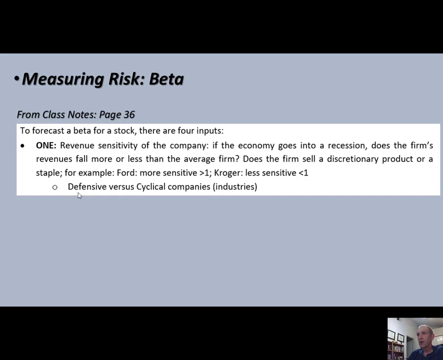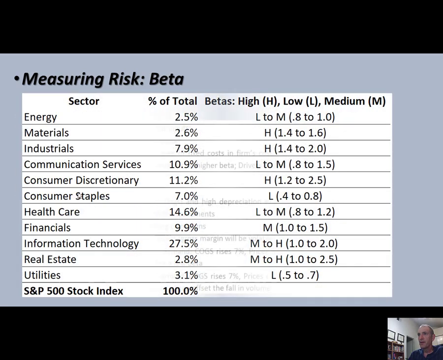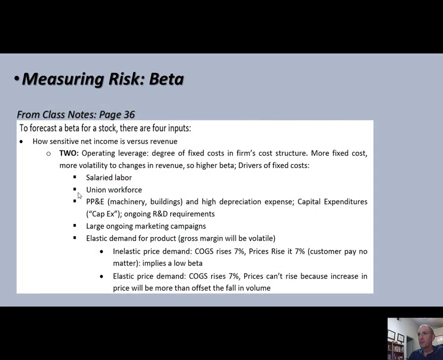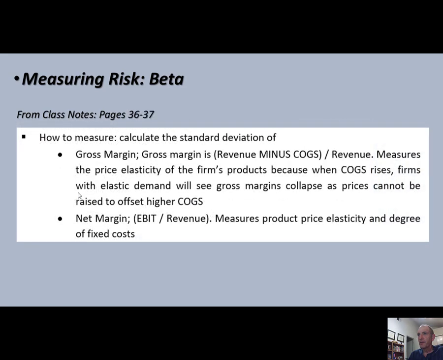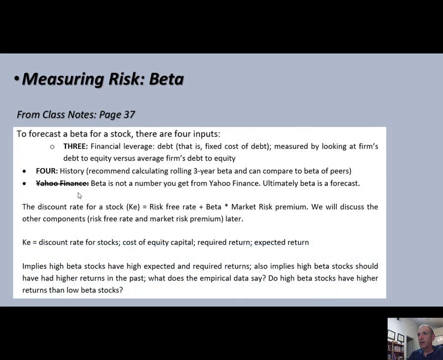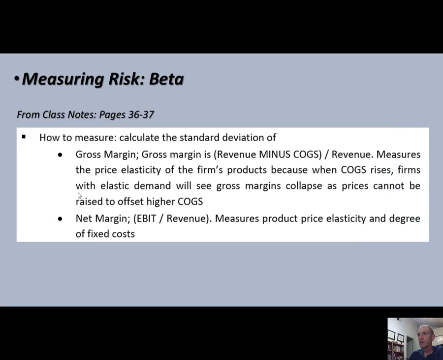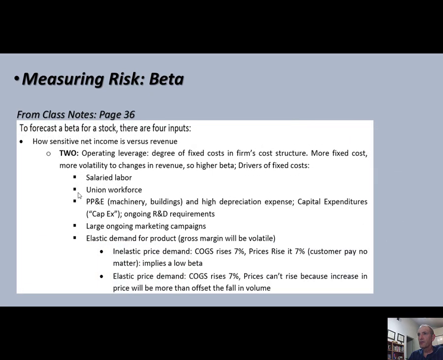You have a 4-step process. Step 1 is revenue sensitivity. Step 2 is operating leverage. Step 3 is financial leverage. And step 4 is history, what we just did on the history. So let's go back and look at each one of these steps.